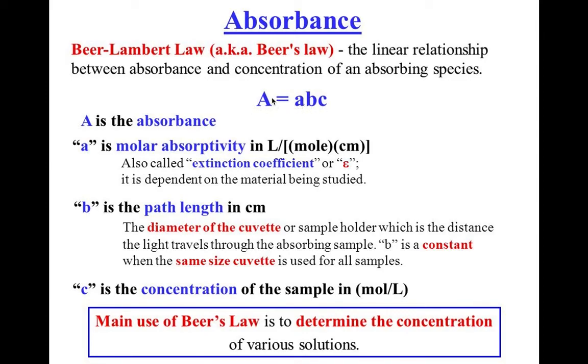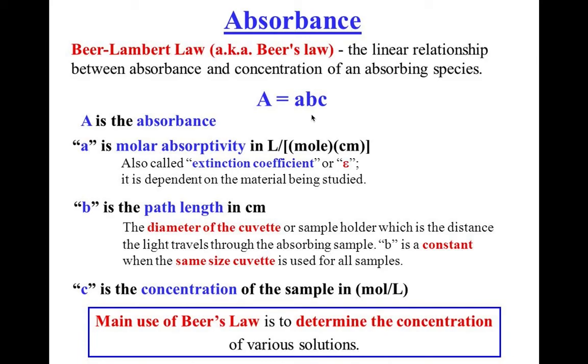The law says that the absorbance equals ABC, the molar absorptivity. Sometimes this is given by this Greek symbol instead of A, but it means the same thing. This is a material property. It's how absorbent the material is. Times its path length. Hey, the thicker you make a material, the more light it's going to absorb. Times the concentration of the sample.